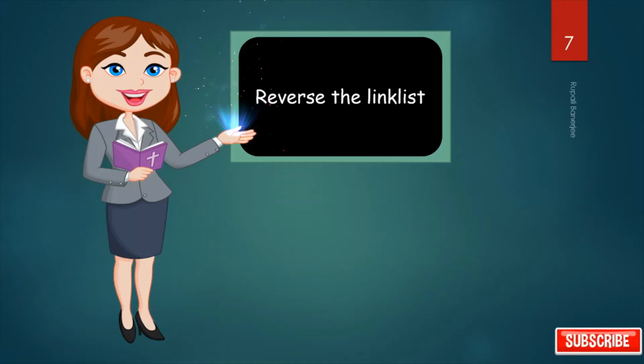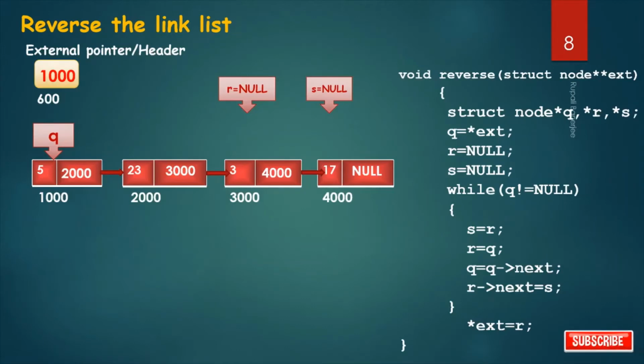Reverse linked list is a linked list created by reversing the links of the list. The head node of the linked list will be the last node and the last node will be the head node then. So see how we can write the function to reverse the linked list. Function name is reverse. Here also we are passing the address of the external pointer, that is 600.